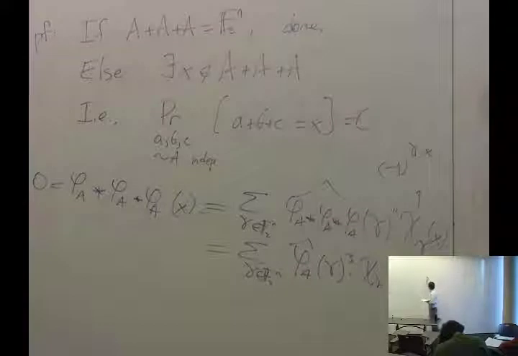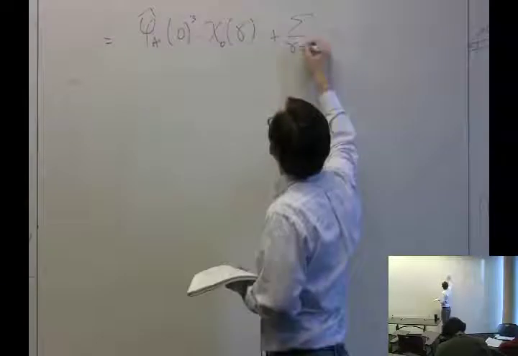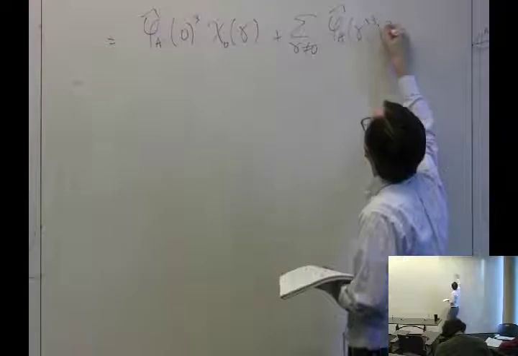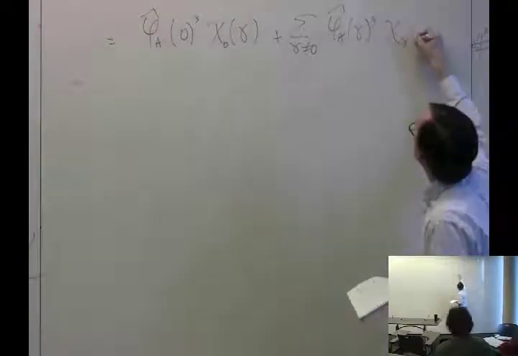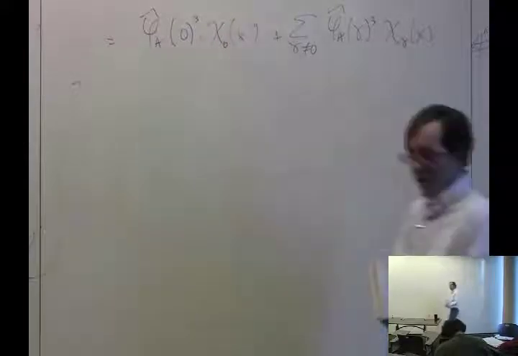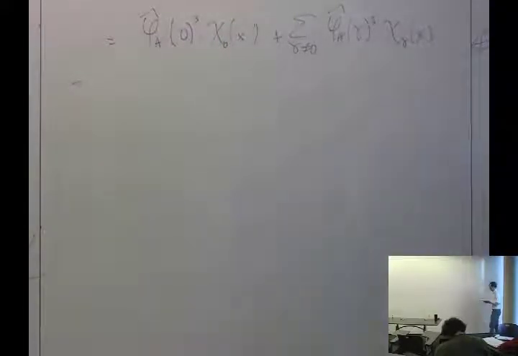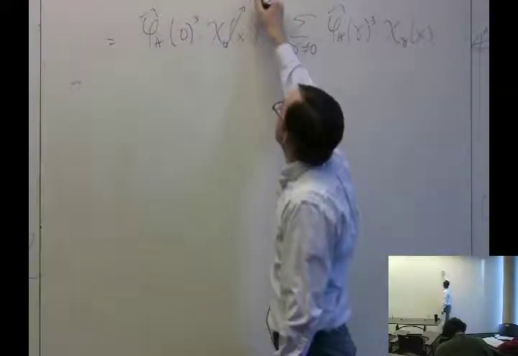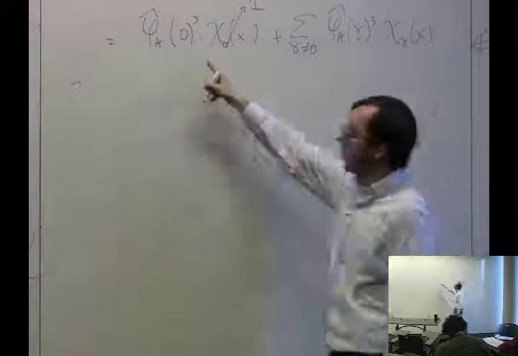So let me continue this up here. This is phi A hat of zero cubed times chi zero of x, plus the sum over gamma not zero. Chi zero of x is just one, right? This is the constant coefficient.